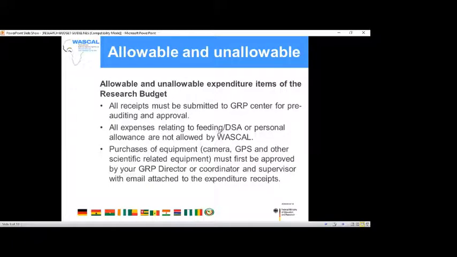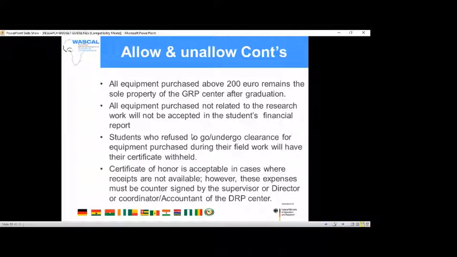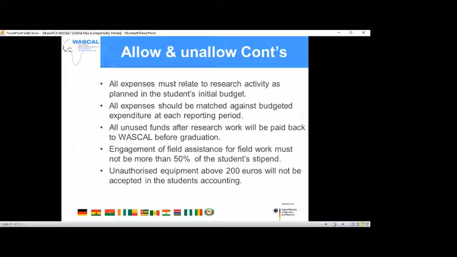All expenses related to feeding, DSA, or personal allowance are not allowed by WASCAL. For example, you travel from your location to the research location or to the field, and you are paying yourself DSA. That will not be allowed.